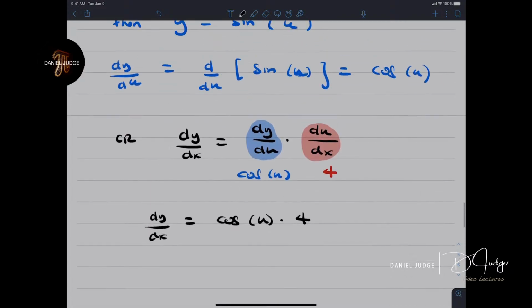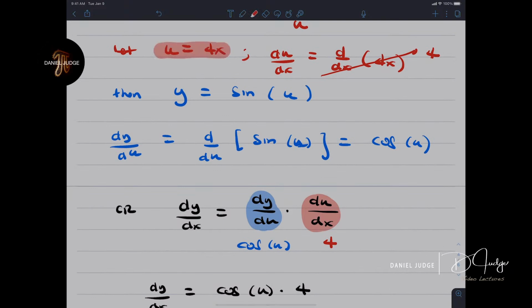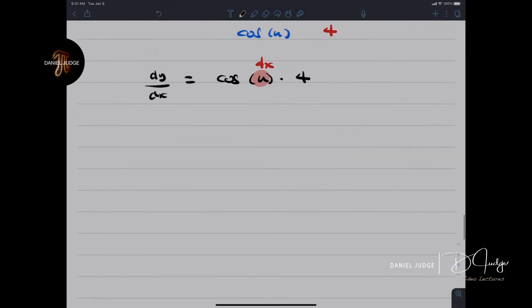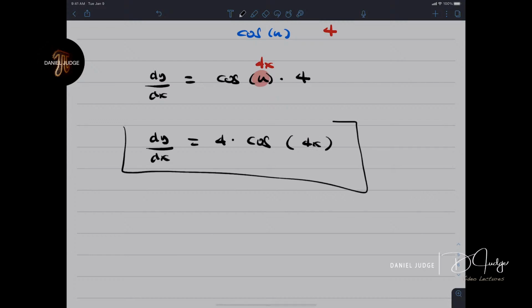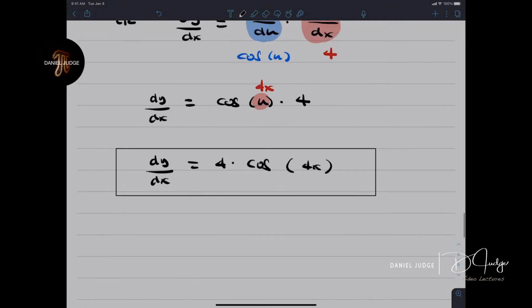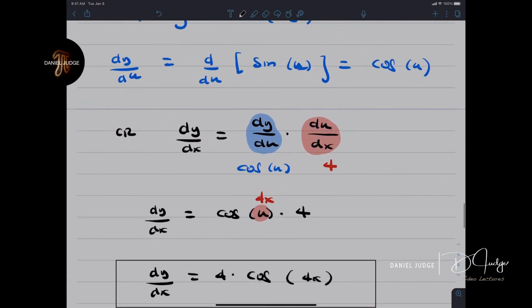Now don't forget u here is 4x. So here's my u. I'm going to replace that with 4x. Now, we usually write the constant in front of the function. This is function notation, so I'm going to reiterate what I said today. You can't multiply the 4 with the 4x in parentheses. This is function notation. There's an inside function. There's an input here. So you can't say 4 times 4x is 16x. This is 4 cosine of 4x. Function notation.